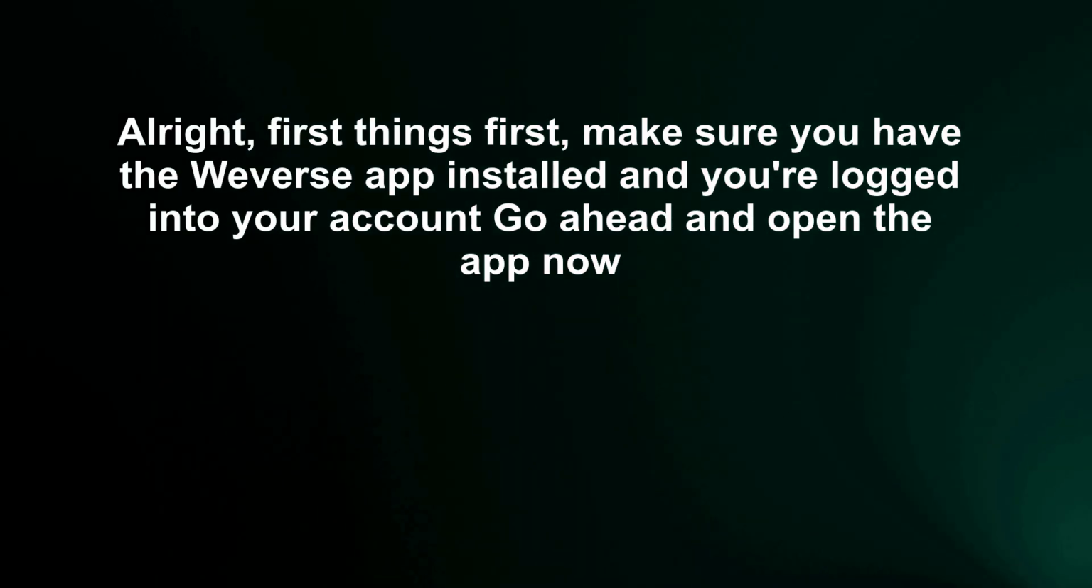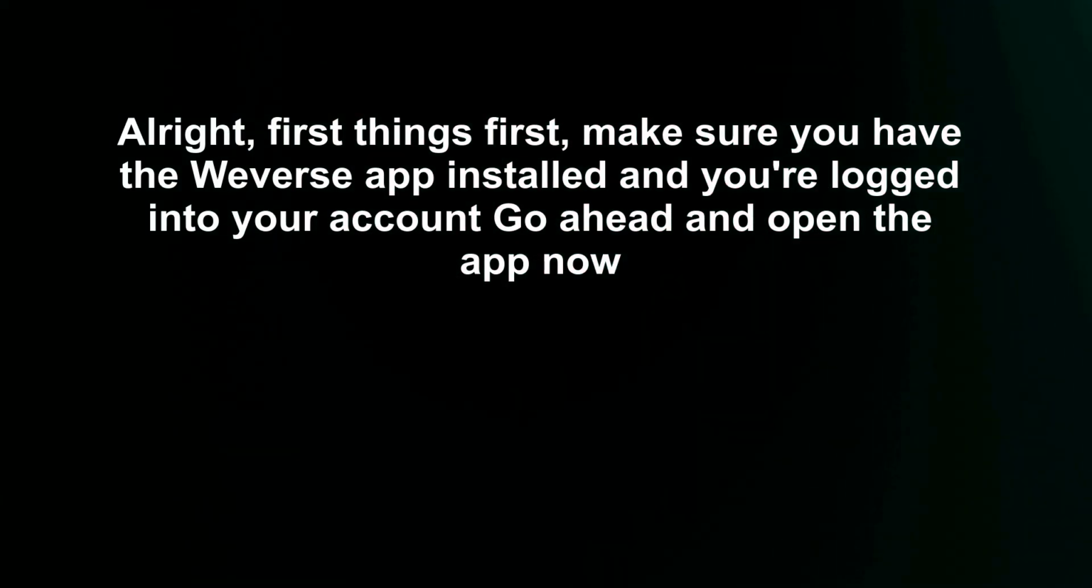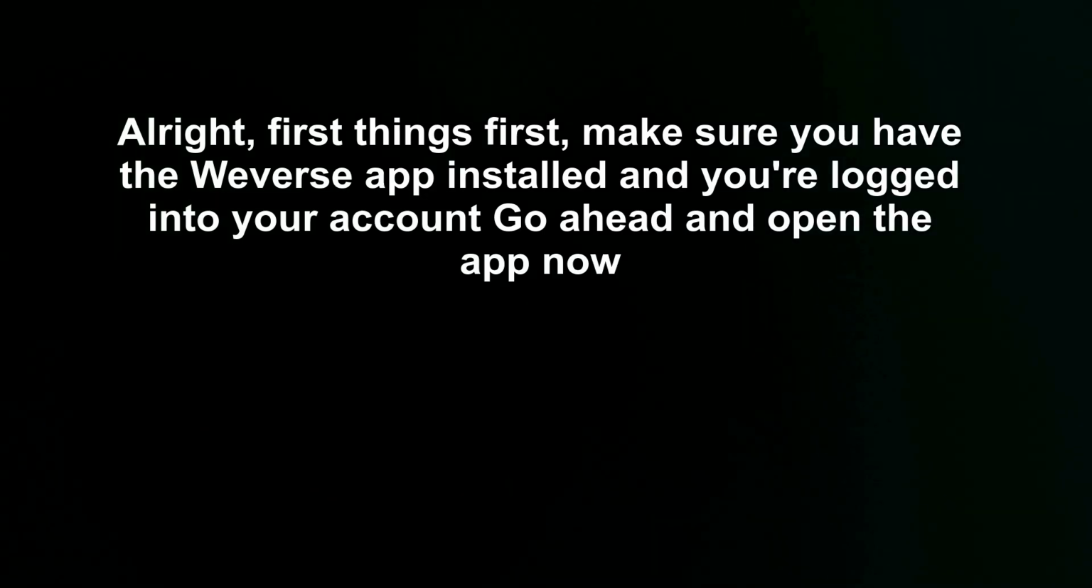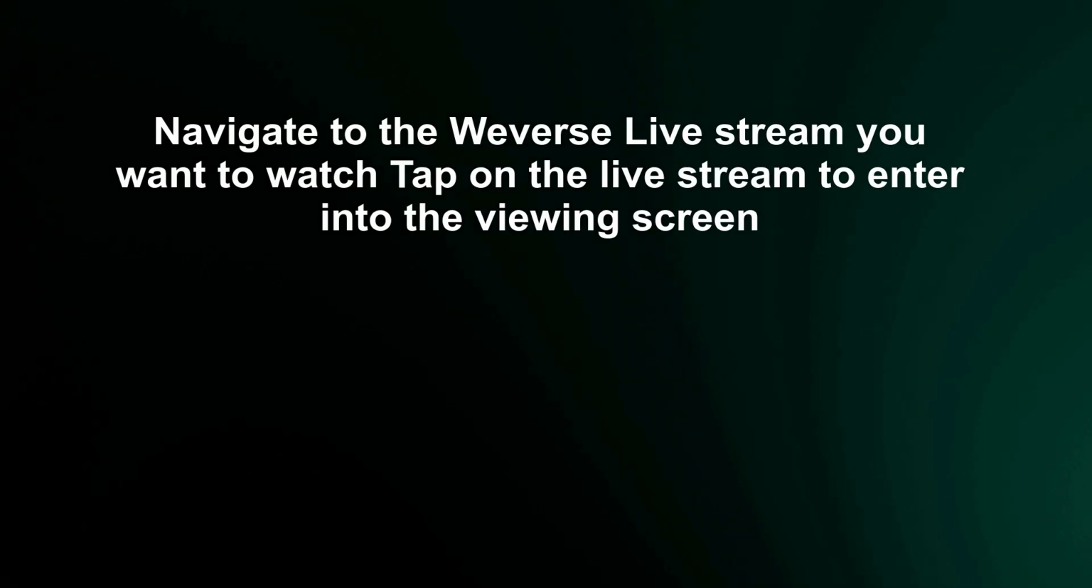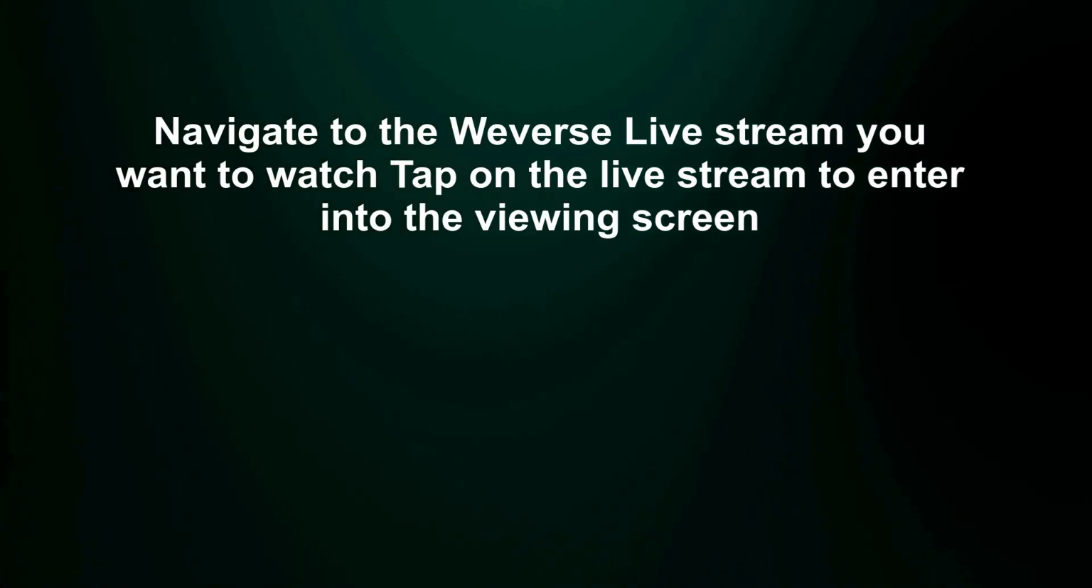Alright, first things first, make sure you have the Weverse app installed and you're logged into your account. Go ahead and open the app now. Navigate to the Weverse live stream you want to watch. Tap on the live stream to enter into the viewing screen.